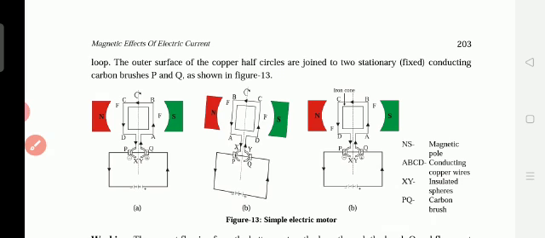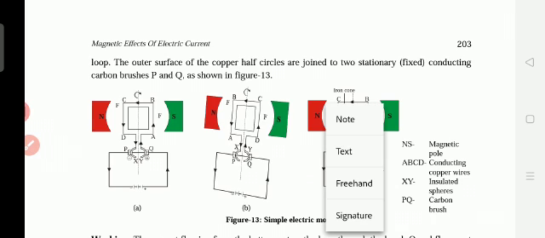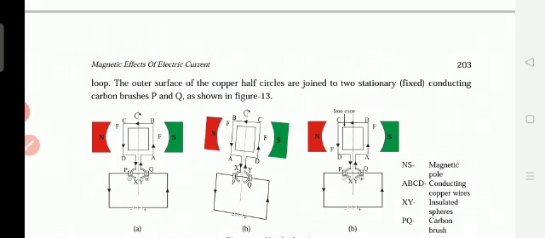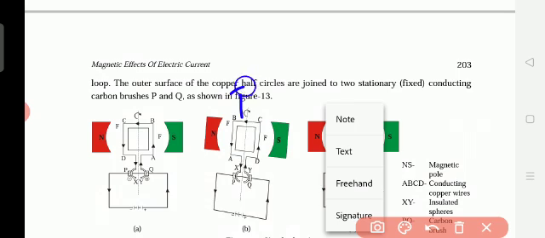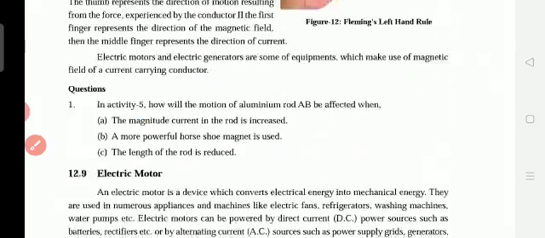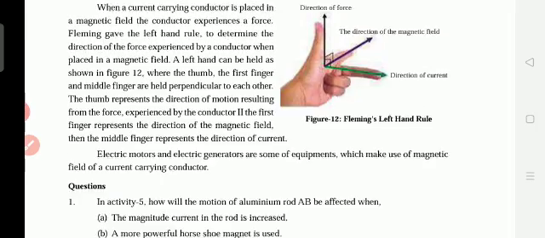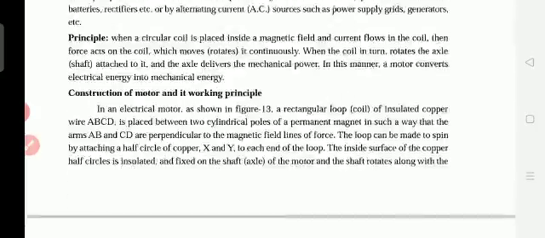The left hand rule works in the motor, where electrical energy is changed into mechanical energy in DC motors. DC motors means direct current, where the power supply is direct current, from batteries. So this is Fleming's left hand rule, followed in the motor.